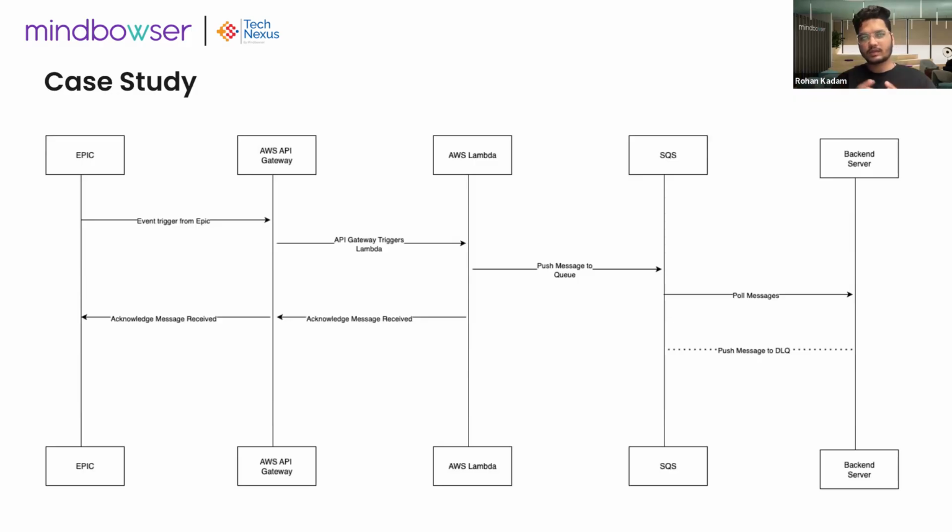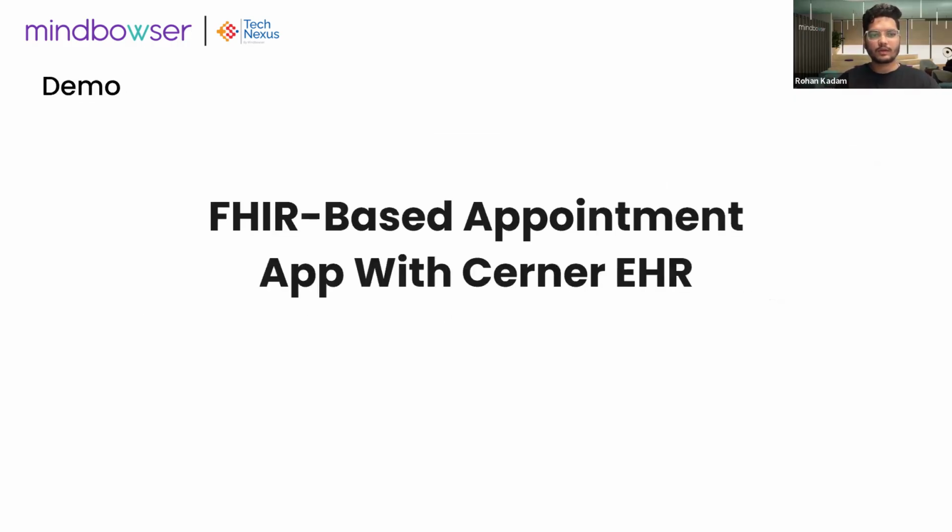This overall architecture made sure that the flow is very robust, so we are not losing any of the events that were sent by Epic. We were storing them inside the SQS, and we were pulling the messages from our backend server in batches of 10. This was implemented for one of the hospitals. So this is all about the case study.